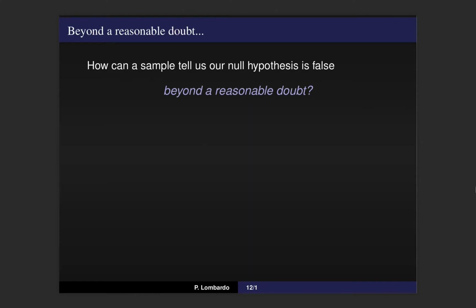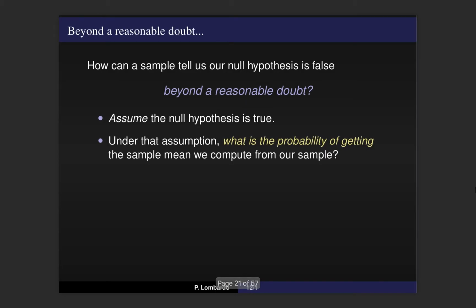Okay, so here's our approach. We're going to start out by assuming the null hypothesis is true. And then we're going to go out to the actual population, collect a random sample, and compute a sample mean. We're going to ask ourselves the question, assuming the null hypothesis is true, right? Assuming we guess the right population mean, what is the probability of getting the sample mean we actually collected?